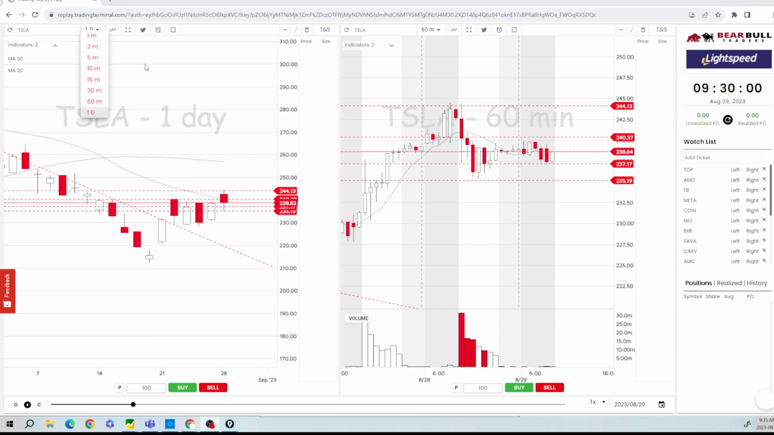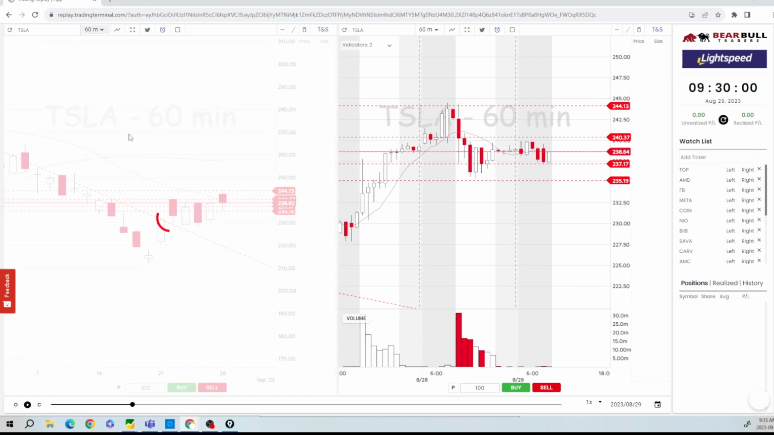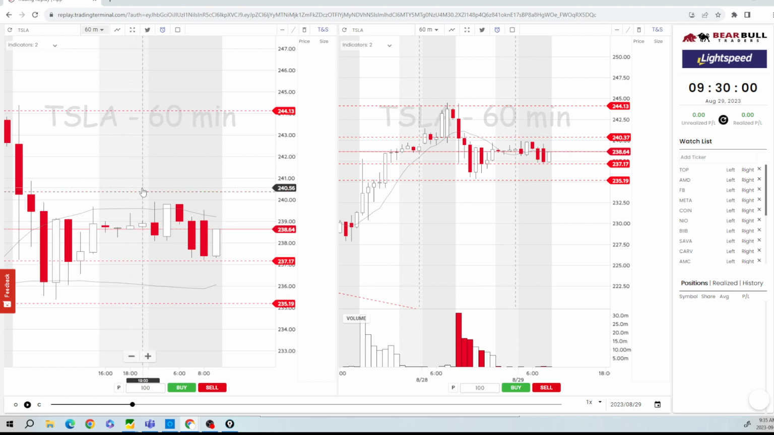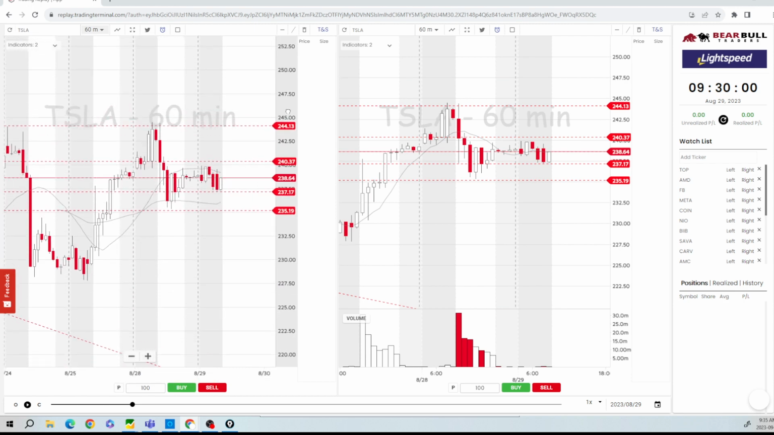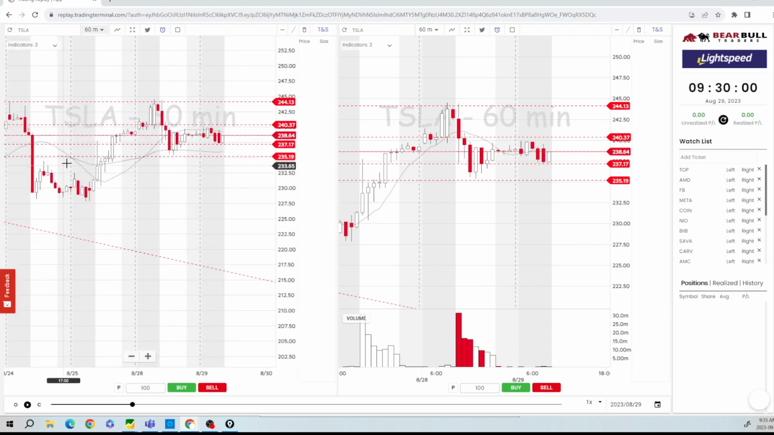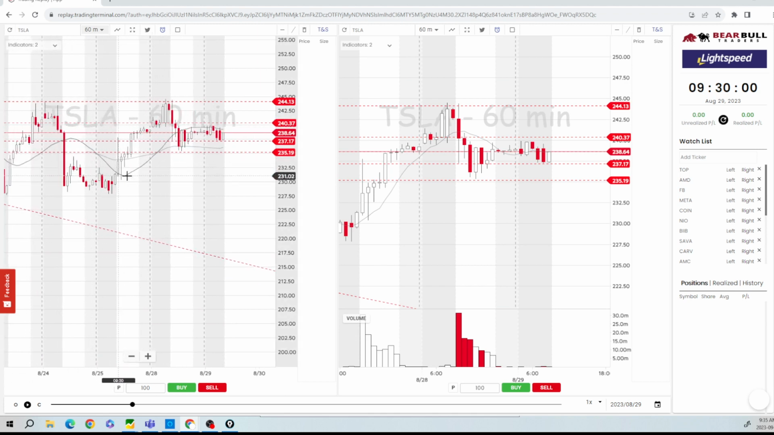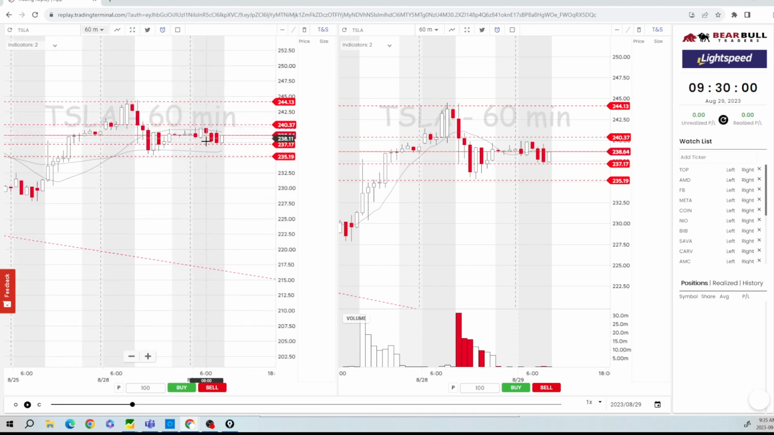All right, once you finish the levels from the daily, you need to go back to the 60 minute candle and see what the 60 minutes looks like. We can clearly see that the action is basically within those levels we marked on the daily. In the pre-market of August 29th and the day before, there is price action between 240 and 237.